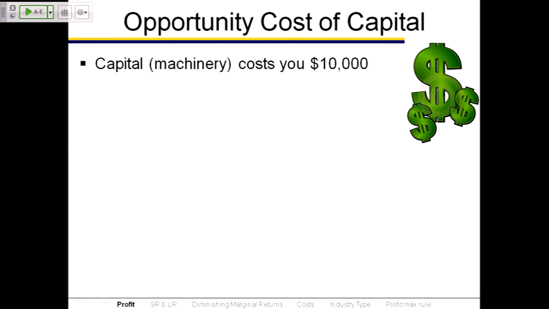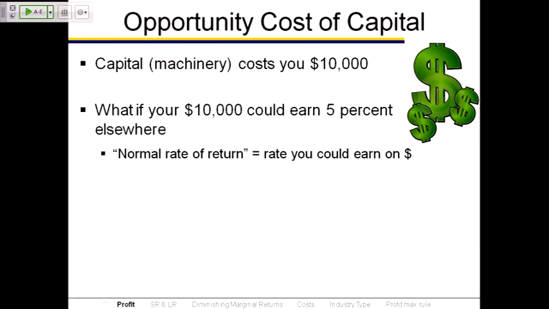So suppose that you're running some small company, you've got some machinery that you purchased, and that machinery cost you $10,000. If you had not used your $10,000 to buy that machinery, you could have left your $10,000 in some sort of a savings account, or bonds or something, some sort of financial instrument, and let's suppose that that financial instrument would have earned 5%. So if you hadn't taken the $10,000 and written a check and bought the machine, that $10,000 would still be in some account, and let's assume that account is earning 5%.